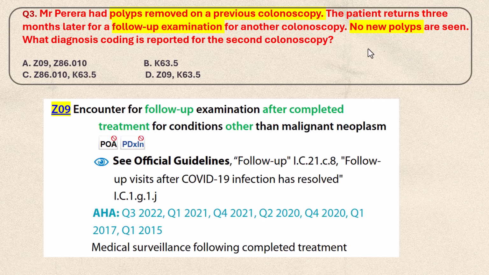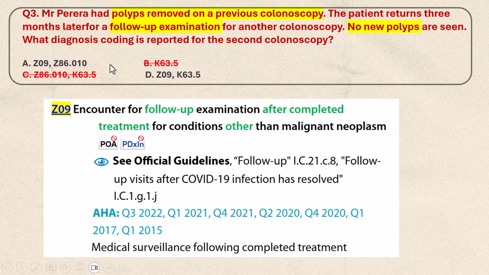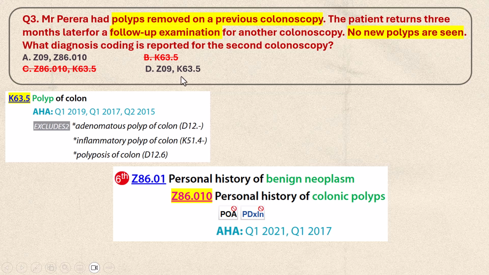So when you check the Z09 code, it says the encounter for follow-up examination after completed treatment for conditions other than malignant neoplasm. So these polyps are not malignant neoplasm. So we can use the Z09 code. So in this case, we can eliminate B and C answers. So only A and D available.